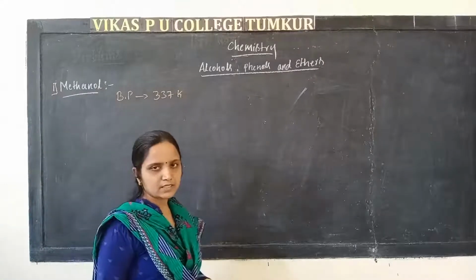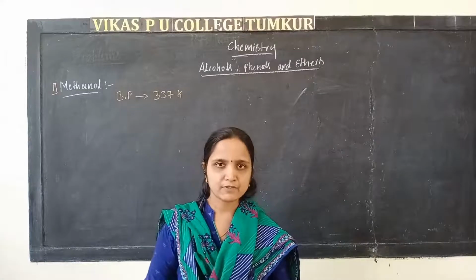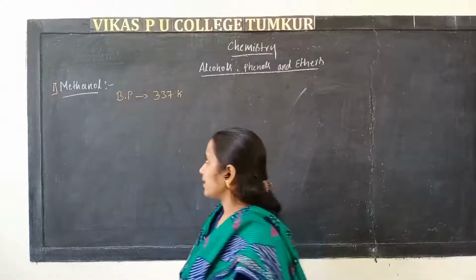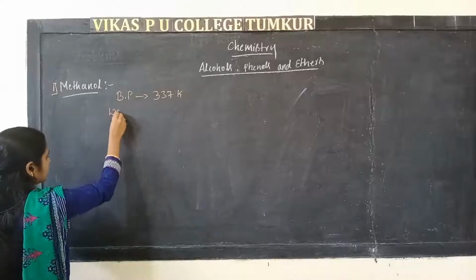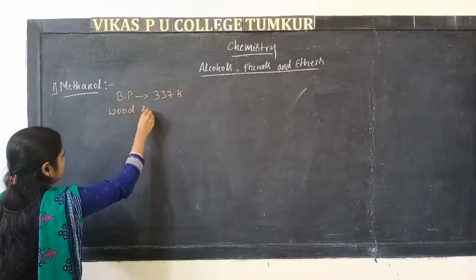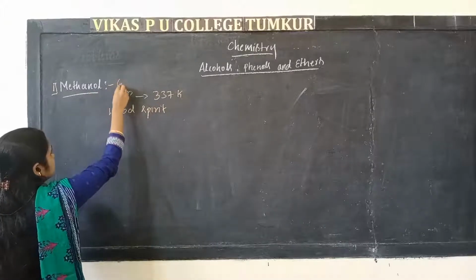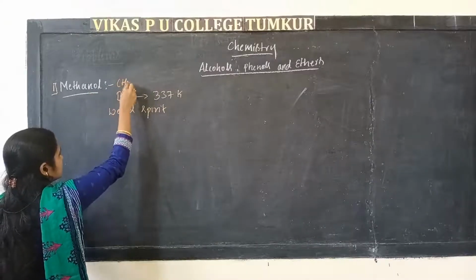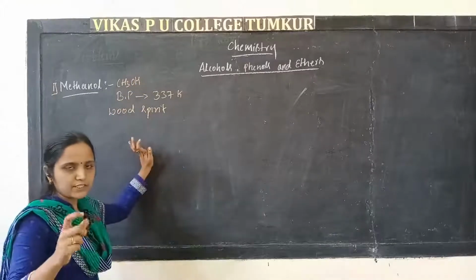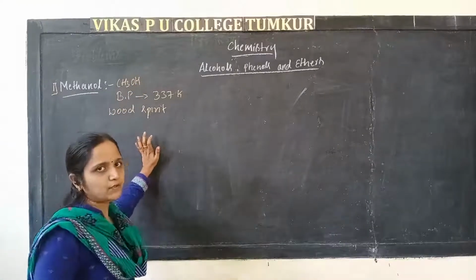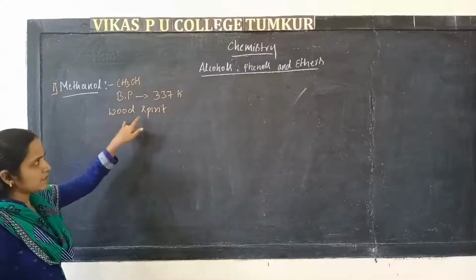Methanol is also called wood spirit. You know the molecular formula of methanol is CH3OH. In methane, one hydrogen is replaced by a hydroxyl group, and that we call methanol. This is also called wood spirit.